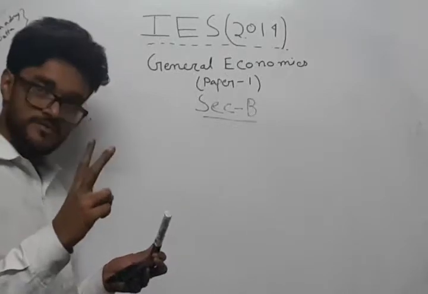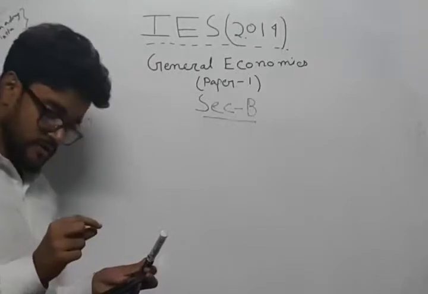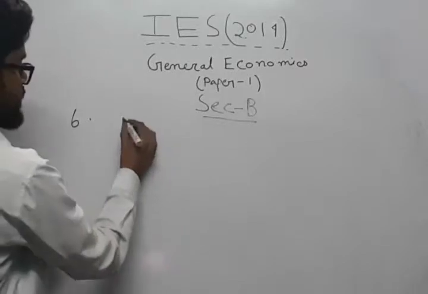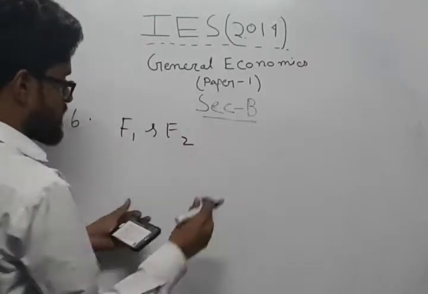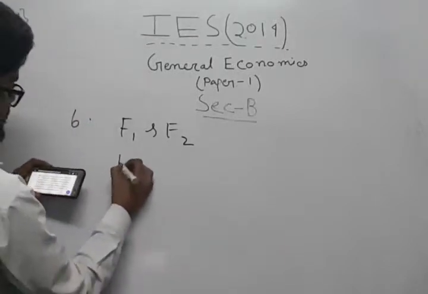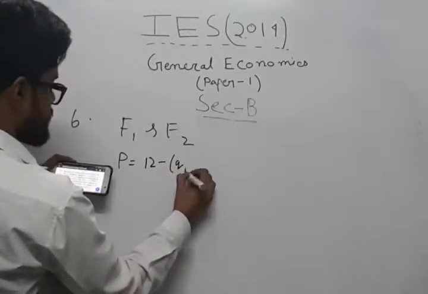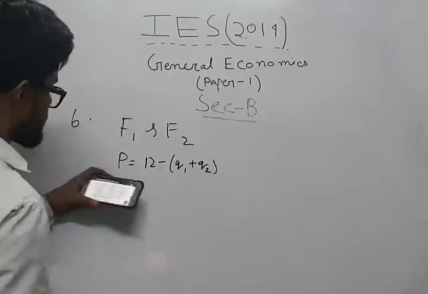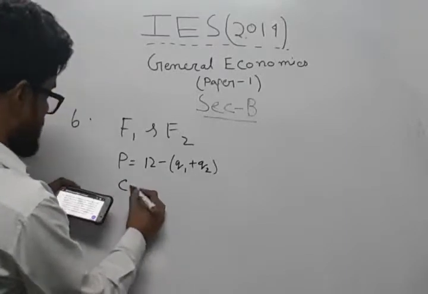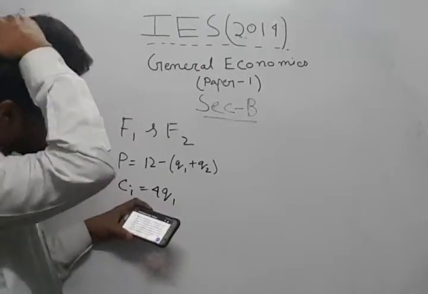See, there are only two firms in the industry, firm 1 and firm 2. The market demand curve is given by the equation P equals 12 minus (Q1 plus Q2). So this is the market demand equation given. The total cost function is given by Ci equals 4Qi, where i equals 1 and 2.